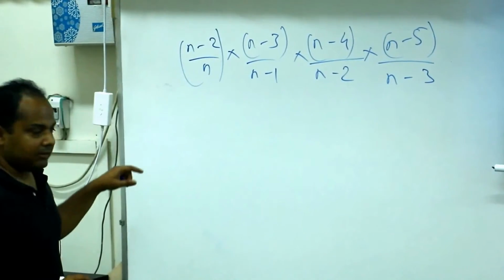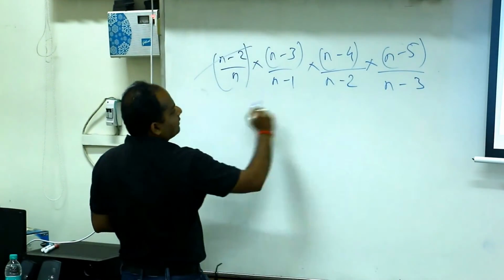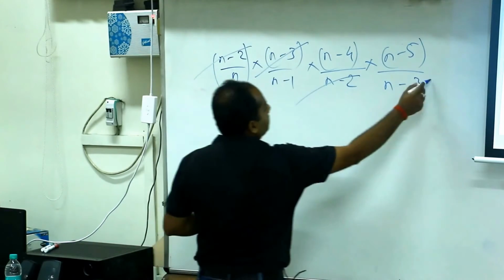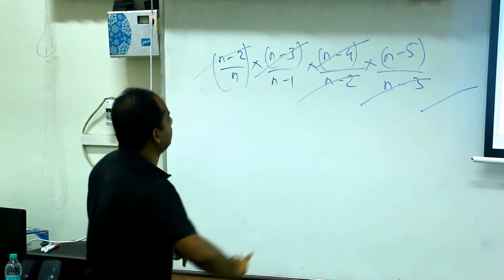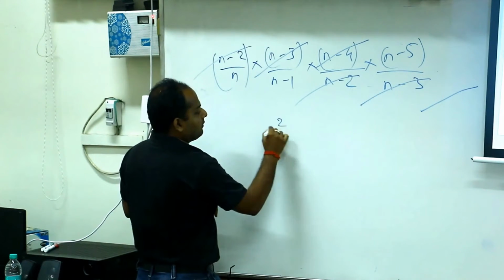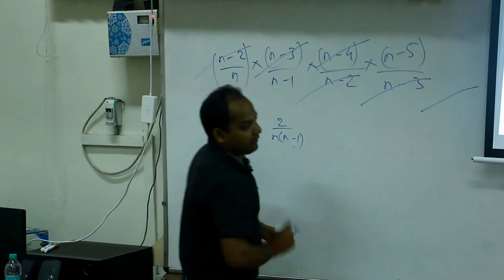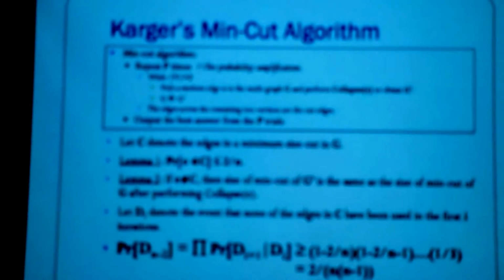See, the terms are getting cancelled now, right? This gets cancelled, this gets cancelled, and so on. So what do you get eventually? n minus 1, right? It's a sort of telescoping product, so you keep cancelling, and eventually what survives is just 2 by n times n minus 1. So that is omega of 1 over n squared.